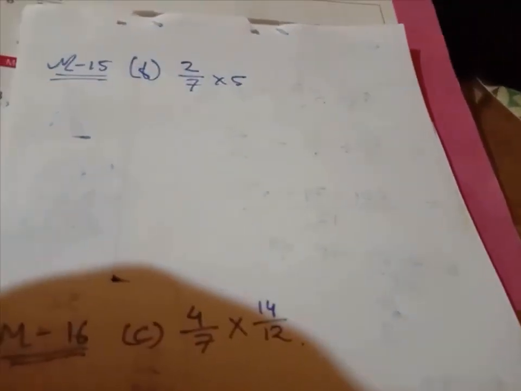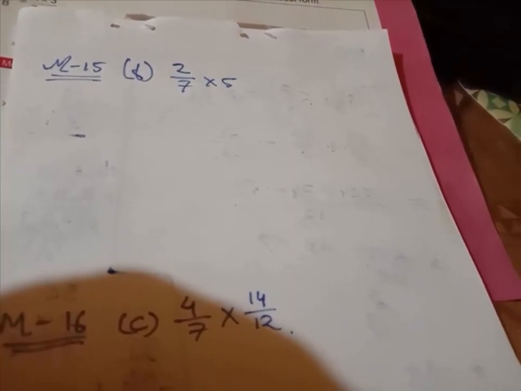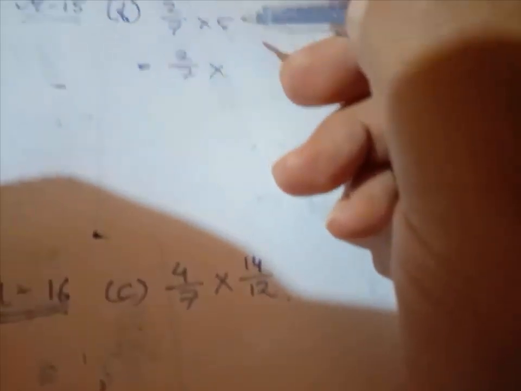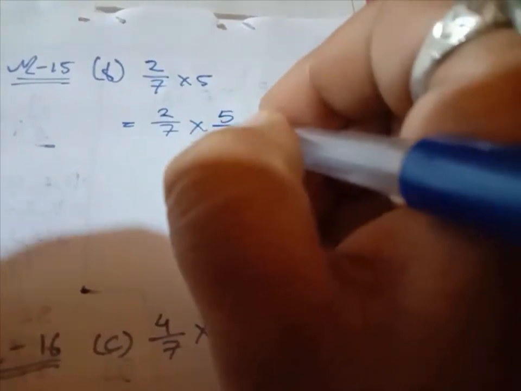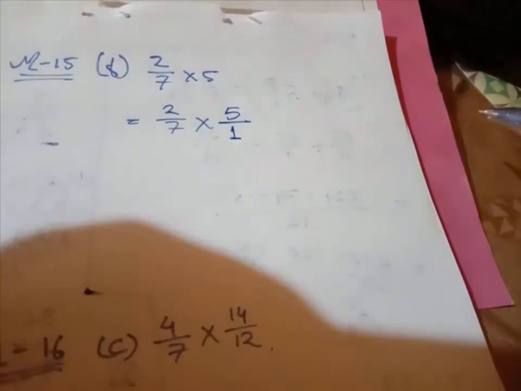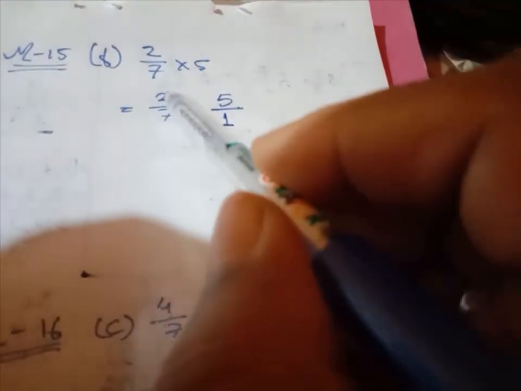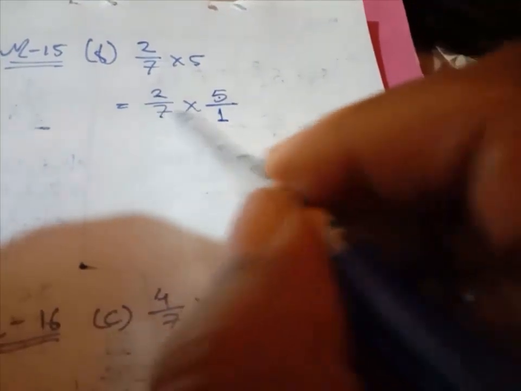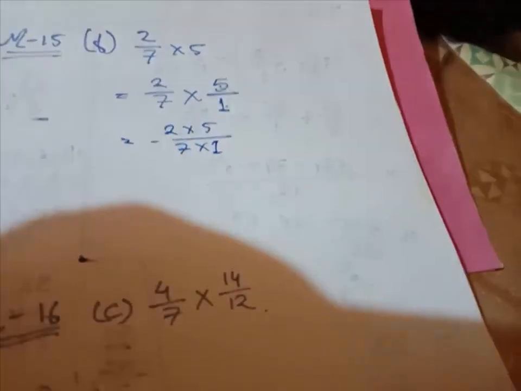In module number 15, question number F says you have to multiply 2 by 7 with 5. So this 5, any natural number can be written as the natural number divided by 1. Now this is in the fractional form. So what we will do, we will just multiply numerator to numerator and denominator to denominator. So this will become 2 into 5 and 7 into 1.